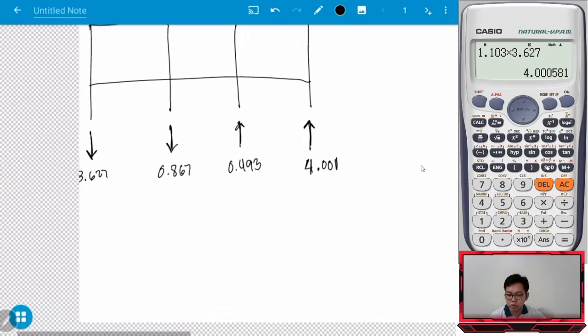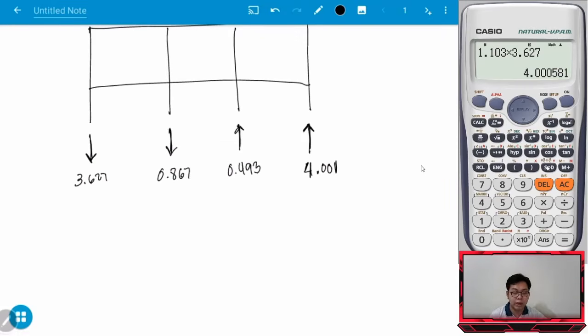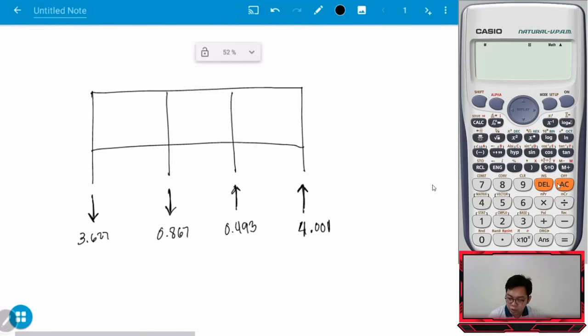Okay? Now, to check guys kung tama ba, you can actually sum up forces vertical. So dapat equal lang yan. Tingnan nyo, yung downward forces, 3.627 plus 0.867. Ano yan? 4.494. So dapat same lang tayo dito. So, 4.001 plus 0.493, di ba? 4.494. So tama yung sagot natin. Once meron tayo niyan, guys, pwede na. Again, nakuha na natin to.